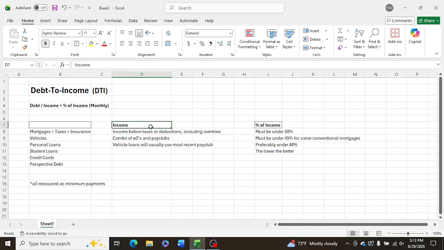Now, income. They're going to look at your income before taxes or deductions, including your overtime. For vehicle loans, they're just going to look at your most recent pay stubs.